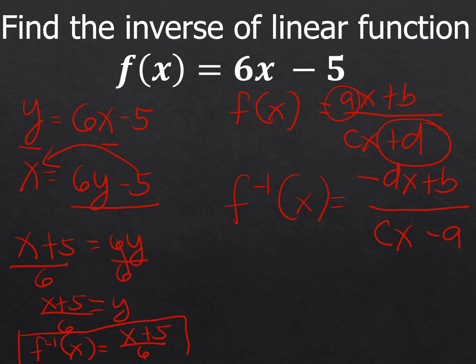Si a, yun yung numerical coefficient ni x sa taas or sa numerator. Si b is the constant term on the numerator. C is the numerical coefficient of x on the denominator. And d is the constant term on the denominator.